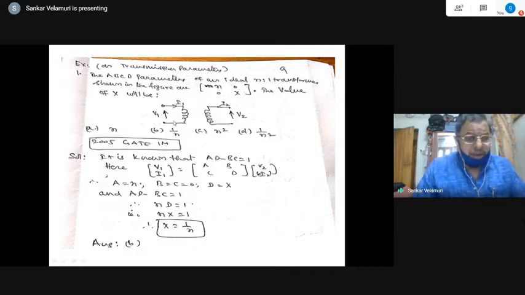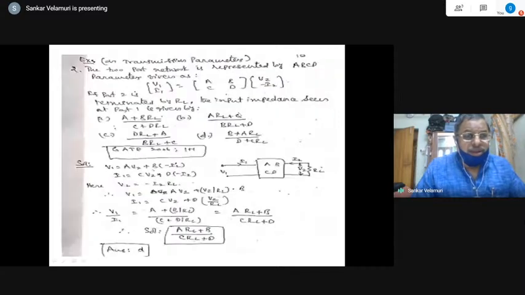So therefore X happens to be equal to 1 by N, that is being asked. And this is again a typical problem. V2 is not the open circuit voltage, it is a load voltage that is being considered in this case, because it is terminated by RL, which means the load resistance is connected. From this basic equation, you can find out the corresponding I2 also.